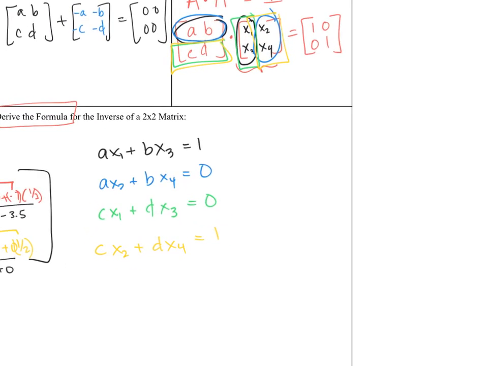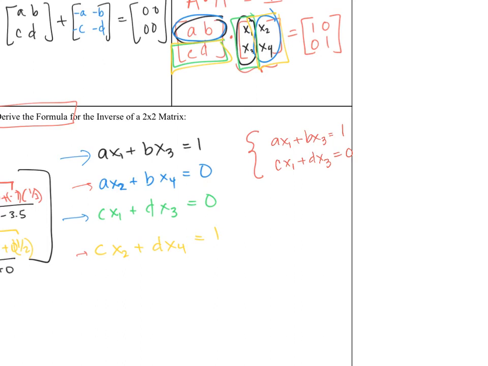And so what that looks like, we actually have two little systems here. We have a system with x1 and x3, and a system that has x2 and x4. So let's look at just one of these to get an idea of how this should work out. If I'm looking at A x1 plus B x3 equal to 1, and the other one C x1 plus D x3 equal to 0.